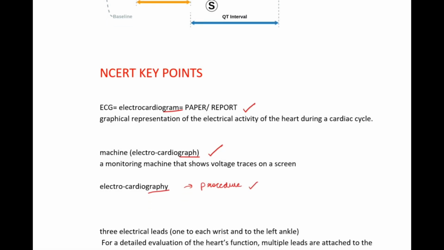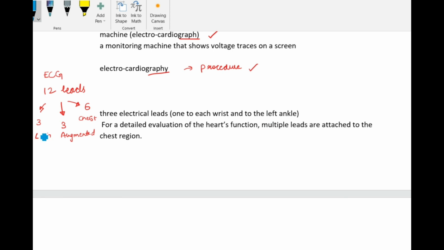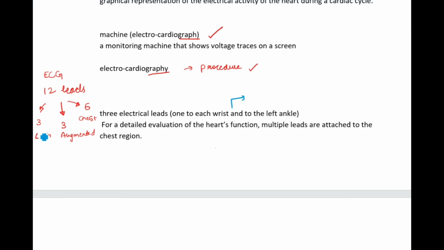An ECG has 12 leads: 3 limb leads, 3 augmented leads, and 6 chest leads. Your NCERT says 3 electrical leads, 1 to each wrist and to the left ankle. Have you heard the name Einthoven? He is the one who got the Nobel Prize for discovering ECG. He considered the whole body as a triangle with the heart in the center, and he identified the 3 limb leads.